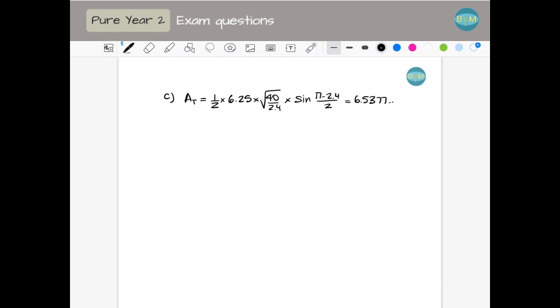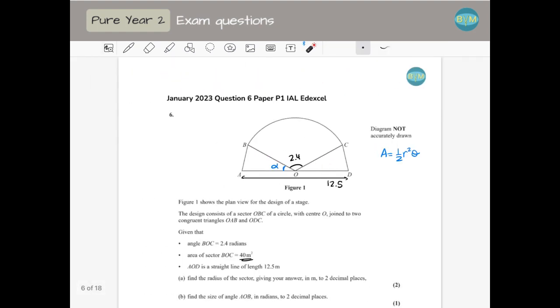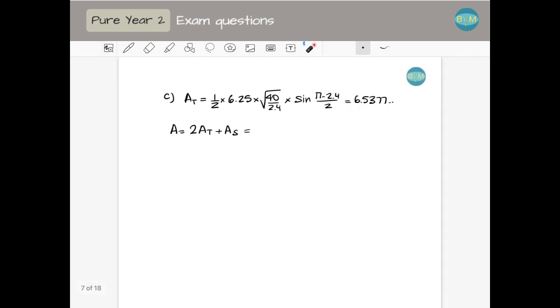6.5377 something. Keep that number in the calculator, and then the total area is going to be 2 times the area of the triangle plus the area of the sector. So we have two of these triangles plus the sector, so it's going to be 2 times the 6.5377 something plus 40, and this is 53.075.